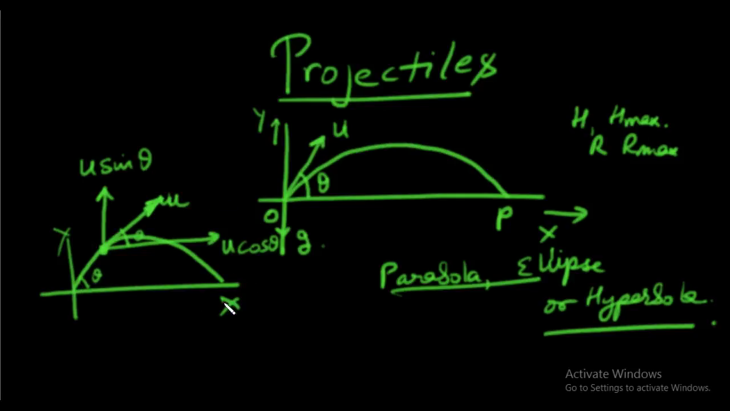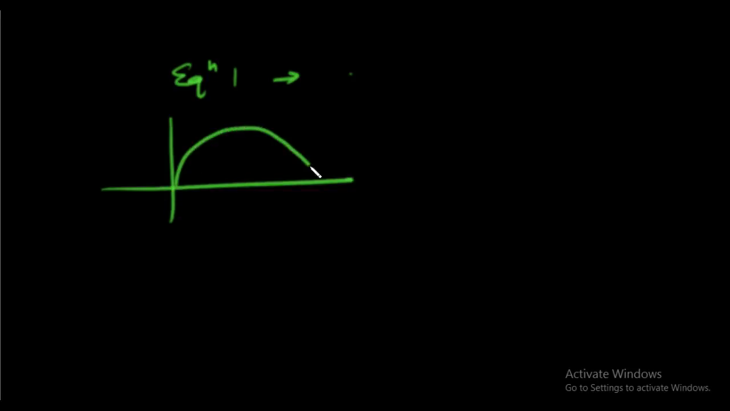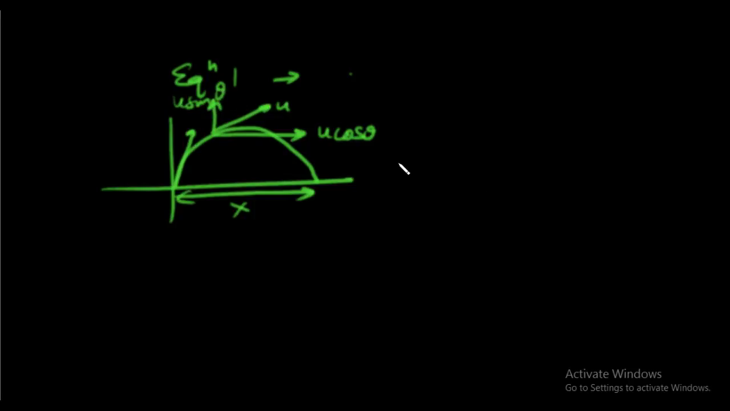So we write down the equation of motion first. The first equation would be along horizontal. I'll redraw the figure here. Say this is the distance x the object has reached, and this was u cos theta, this was u, this was u sin theta. Now along x we can write the equation of motion as u cos theta times the time taken is equal to x.